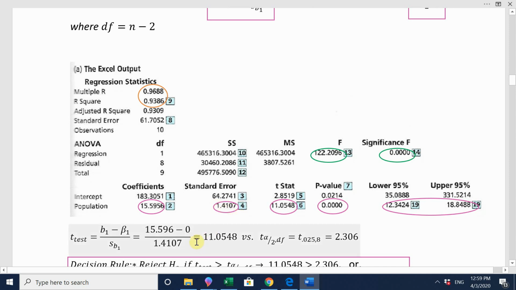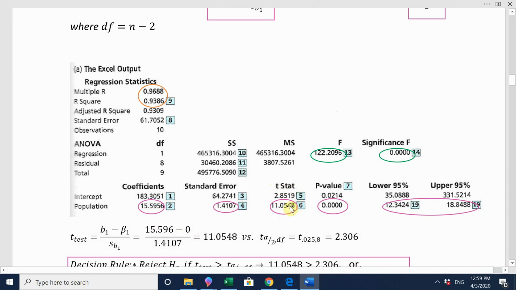Okay, so now I can get my t-test value by plugging in the right values in my formula. And so I get here a value of 11.0548. Notice that my statistical package actually gives me that value as well in the next column here, t-stat. So that's great.